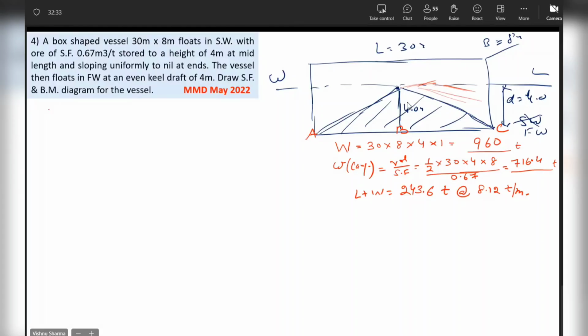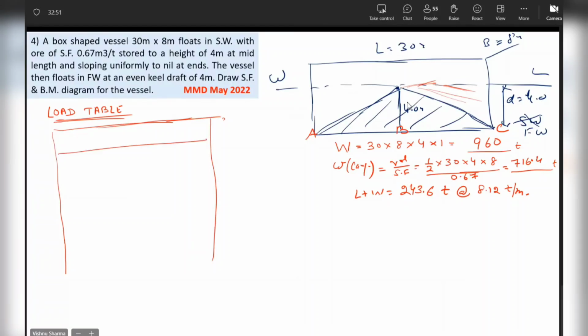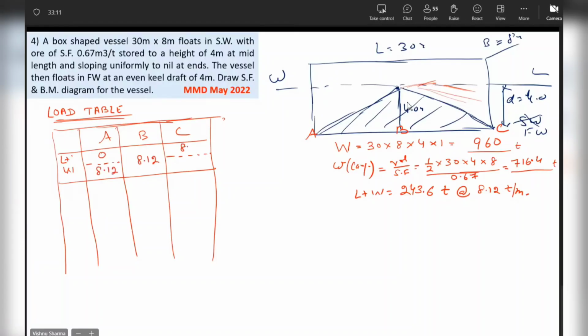And now we will make the load table. For 3 points, we'll make the load table. We'll make the load diagram on this page, and then I'll go to the next one, so that we can do the SFP and complete it. A, B, C. First, we have the light displacement. We divide A into 2, C into 2: 0, 8.12, 8.12, 8.12, 0. No change from what we learned.